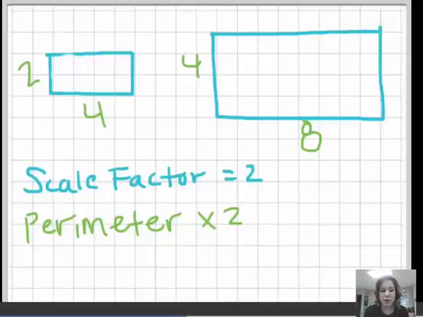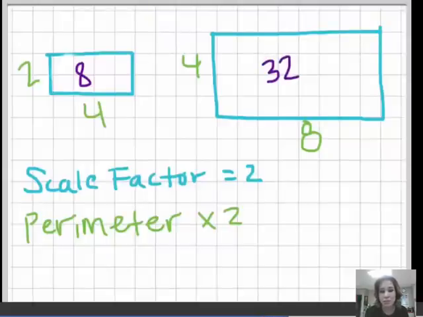Now let's look at the area of this rectangle. We have a 2x4, so the area would be 2 times 4, and 2 times 4 gives us 8. So the area of the original rectangle is 8. Let's look at the new rectangle. The new rectangle is a 4x8, so to find the area we're going to multiply 4x8, and that gives us 32. So what do you notice between 8 and 32?